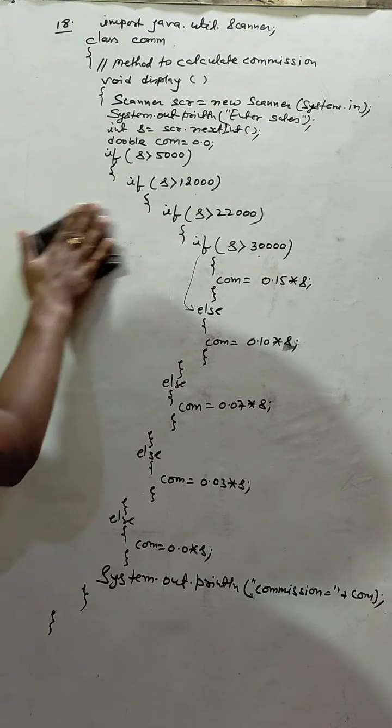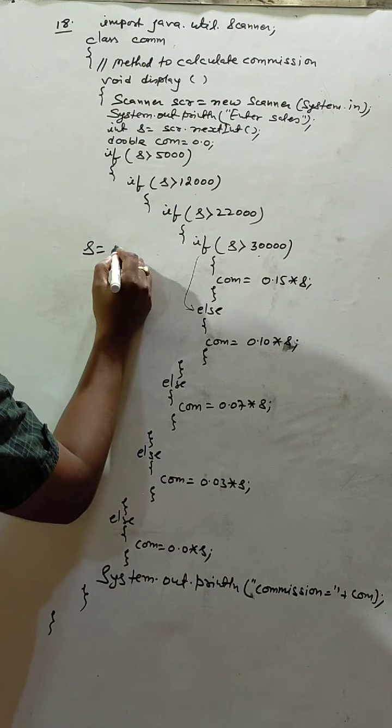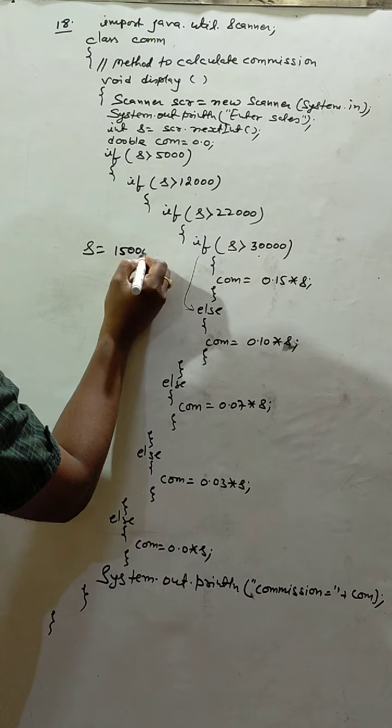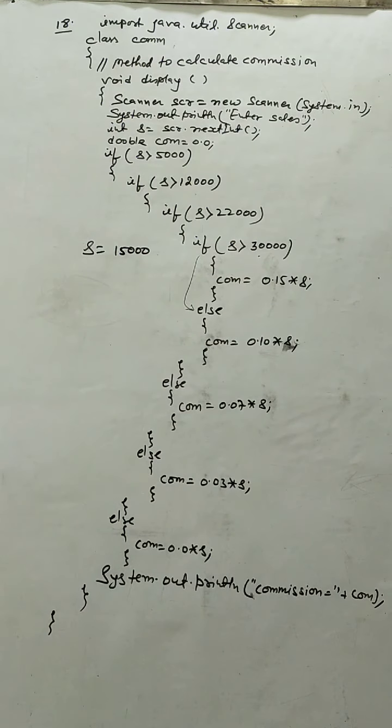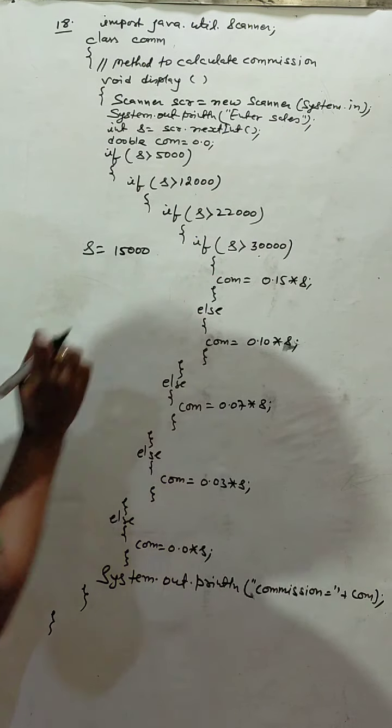Let's take one more example. Suppose his monthly sale is 15,000. If his monthly sale is 15,000, his commission range is between 12,000 to 22,000. That is, he will get 7% of his total sale. Okay, so let's check whether this program will calculate 7% or not.